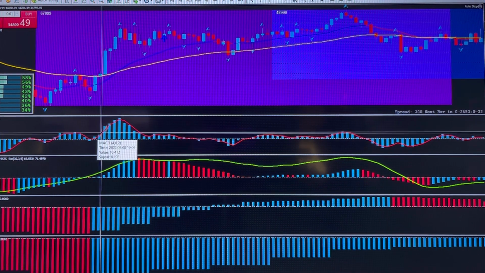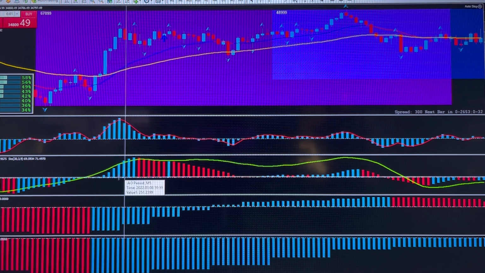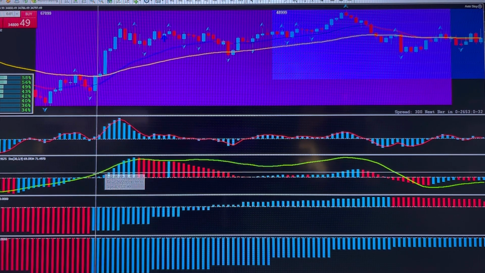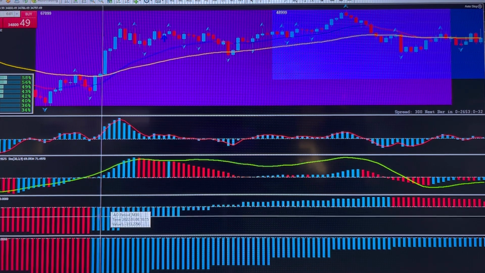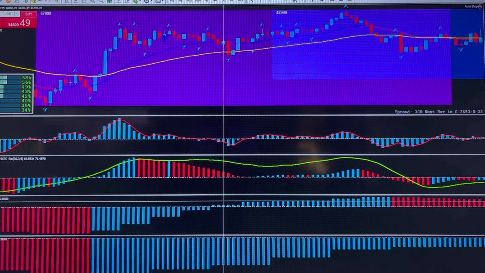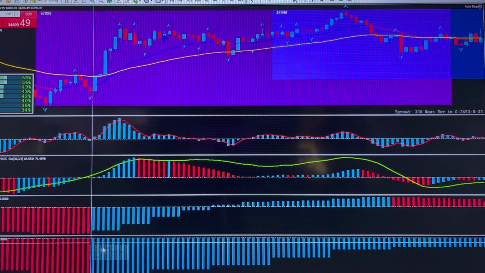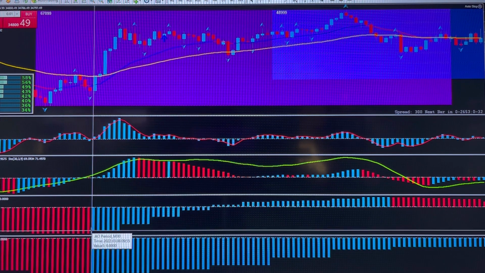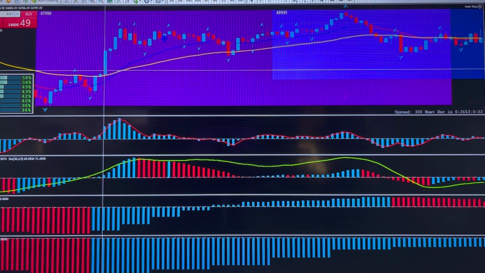MACD is up with the red signal line going up. Awesome Oscillator: blue, the bar's getting bigger. Stochastic up. We're blue, even though we're below the waterline, we're blue. That means we're going from bottom to the top here. We're stair-stepping up. Same thing here. We're blue, and the bars are getting smaller. We're stair-stepping up. So everything here is for me to take the trade. I can do that.